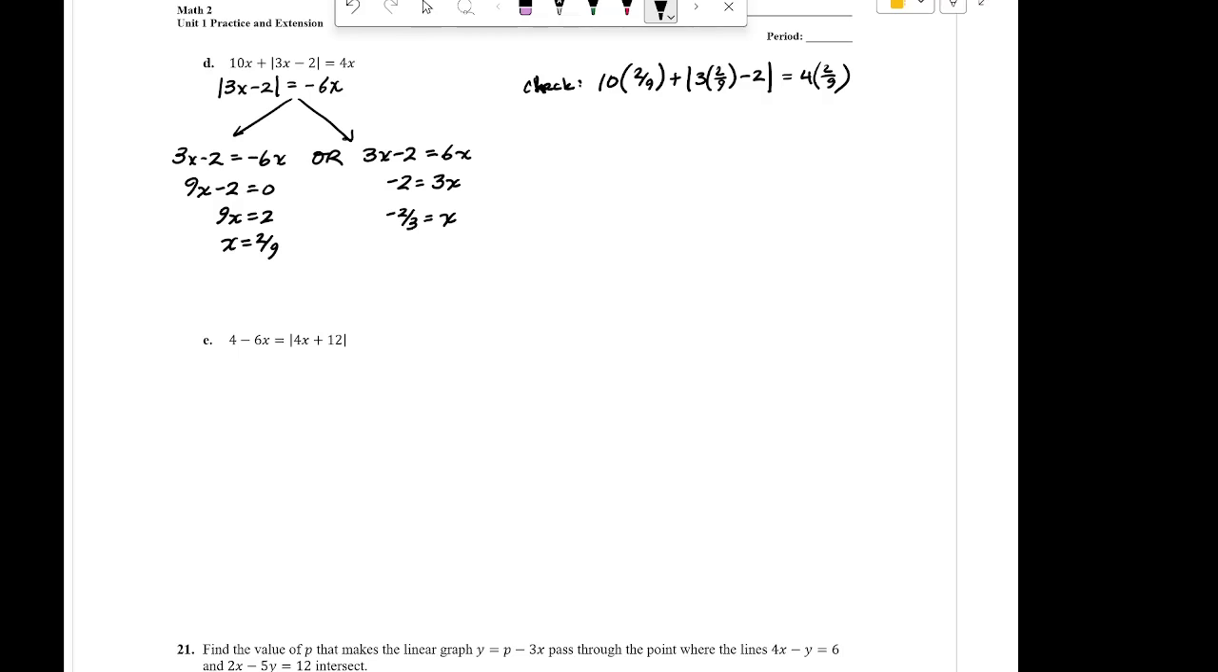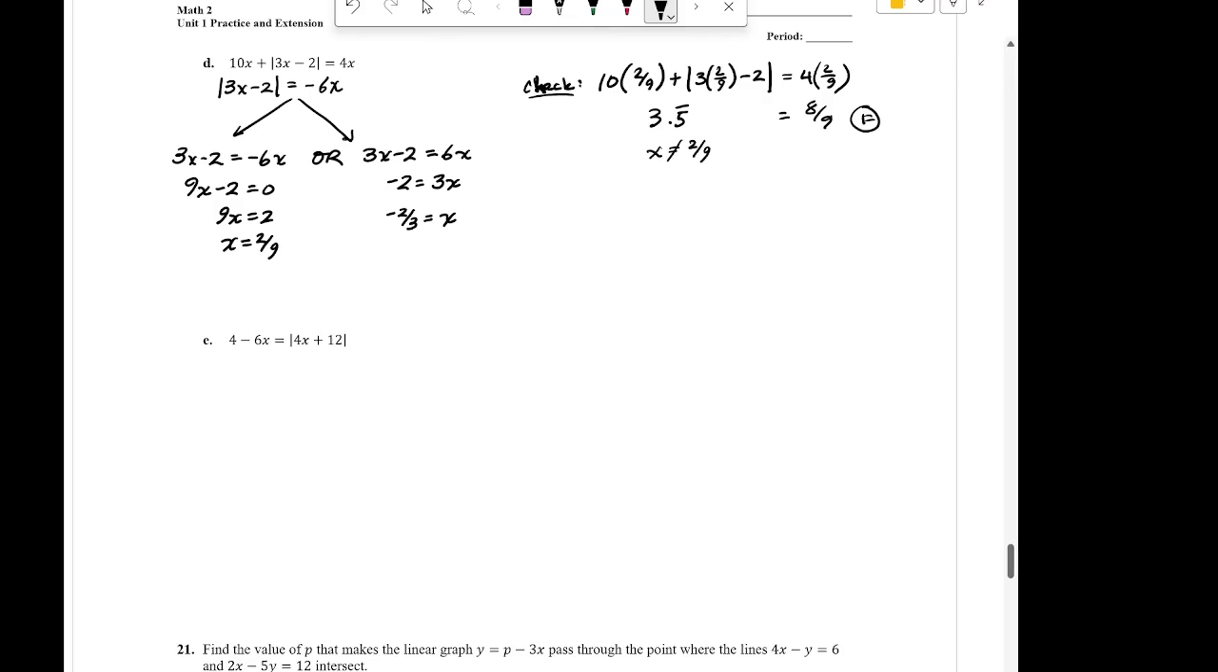Give me one second. 3 times 2/9 minus 2. Okay, this side is 3.5 repeating. And this side is 8/9. That can't work. So this is false. So therefore, x equals 2/9 is extraneous, right? This doesn't work. Let's check the next one.